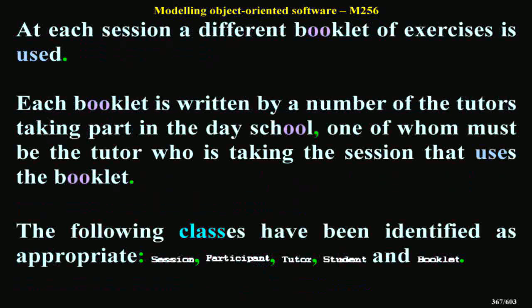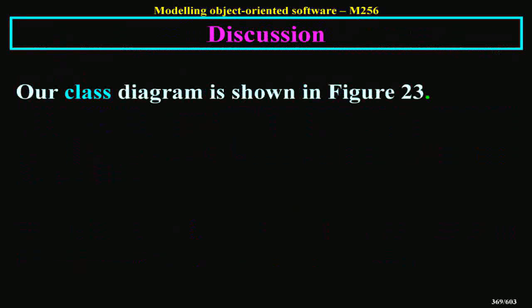At each session a different booklet of exercises is used. Each booklet is written by a number of the tutors taking part in the day school, one of whom must be the tutor who is taking the session that uses the booklet. The following classes have been identified as appropriate. Use the above description to identify likely generalization relationships, associations, and multiplicities, and draw the class diagram.